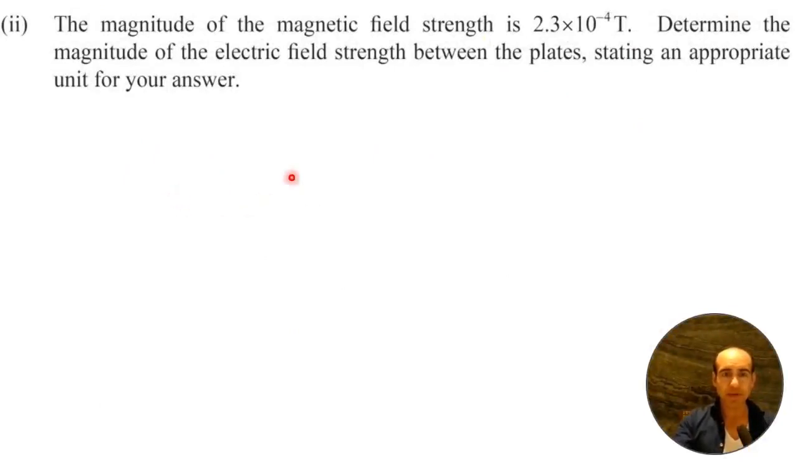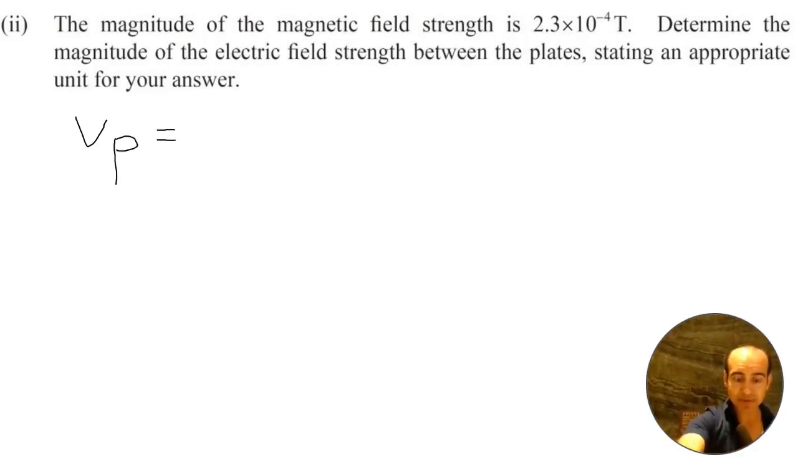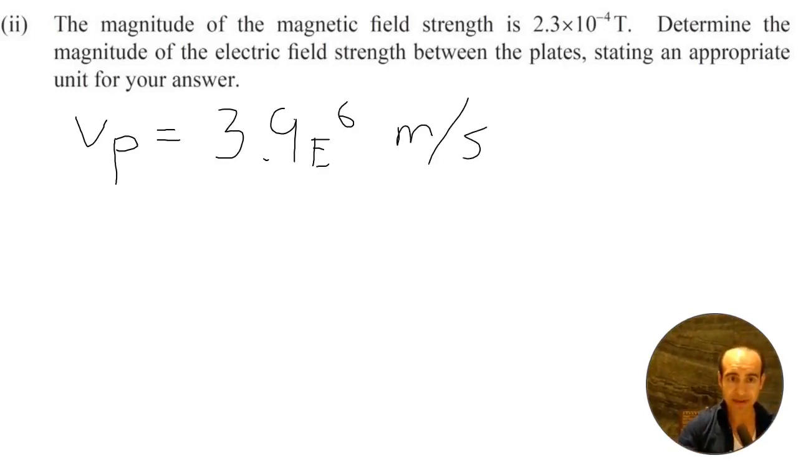Now, to keep things moving here, they are actually providing us with the strength of this magnetic field. So we're actually going to be doing some calculations here, so maybe I should whip out the pen. They've already given us the velocity of these protons, so let's write that in already. So Vp equals, from the previous slide, 3.9 e to the 6th meters per second. Okay, this is a 9, not a 4.